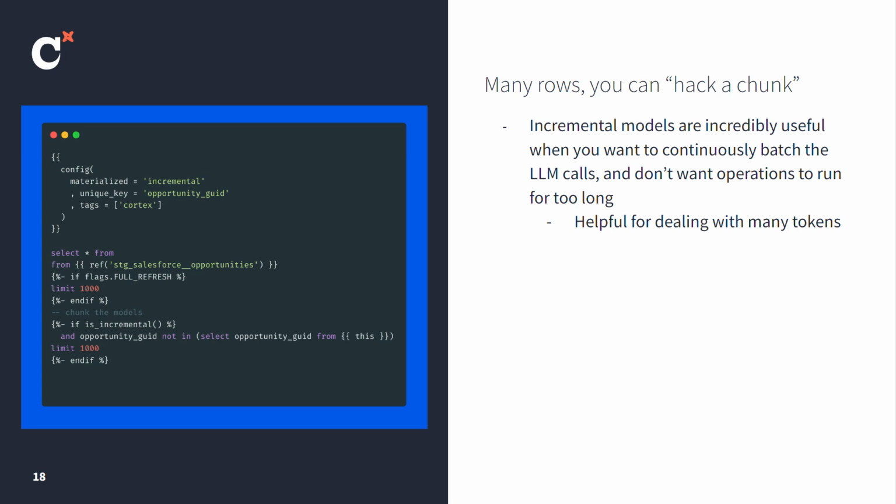So once an hour, or whatever it might be, that incremental block is just saying, hey, based on the model that's been created, do any opportunities already exist? If they do, skip over them. So this is a really beneficial thing we found when dealing with a lot of tokens, a lot of text to summarize. So good tip. We found a lot of use for it.